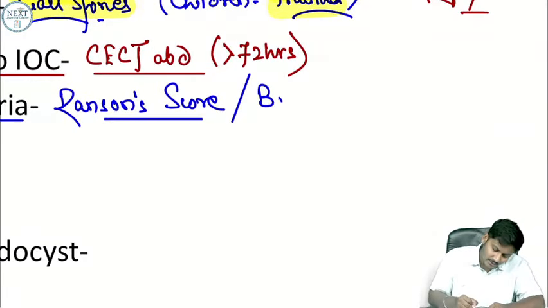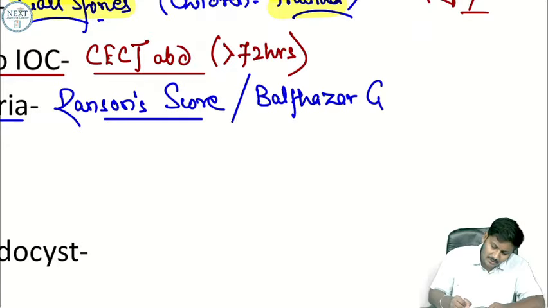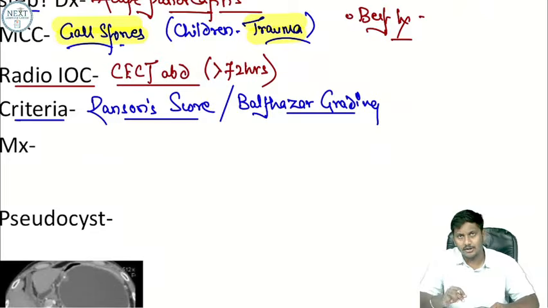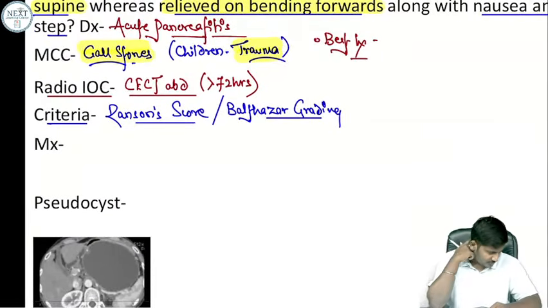Whereas the second is known as the Balthazar grading. Okay, the second is known as the Balthazar grading, beta. Please remember this Balthazar grading is basically a CT severity index. Matlab, based on the CT findings, beta, you are going to tell the severity of acute pancreatitis. At least remember these two scores, beta.